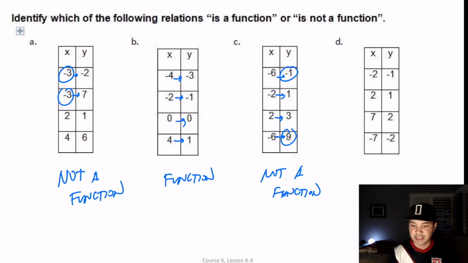All right, and let's look at the last one. -2 to -1, 2 to 1, 7 to 2, -7 to -2. I don't see anything that's repeating anywhere. There's a lot of 2's and -2's, but this is going to be a function.